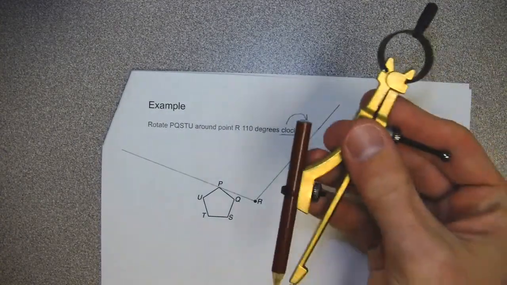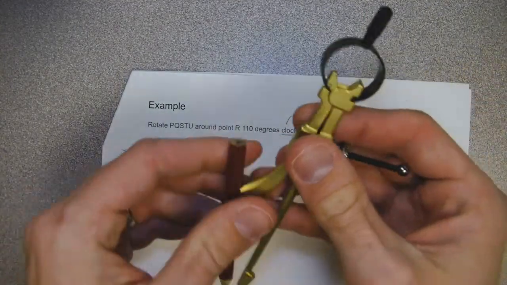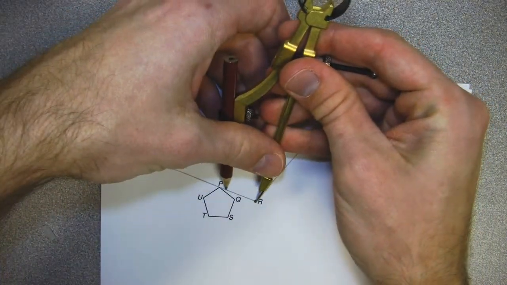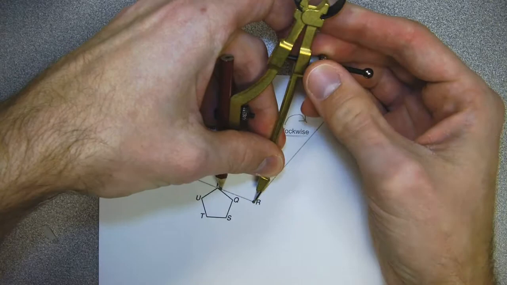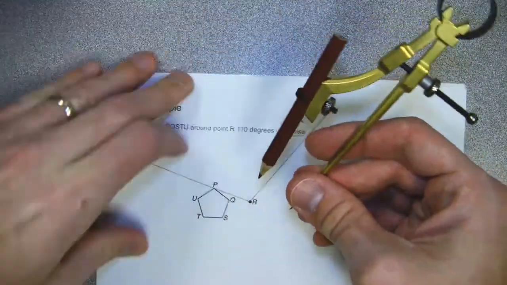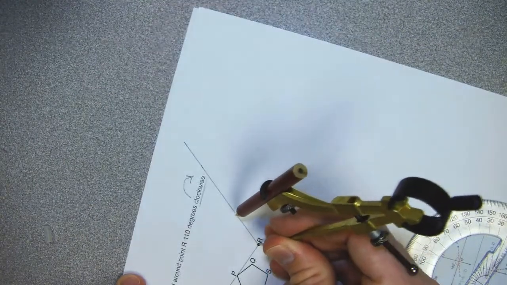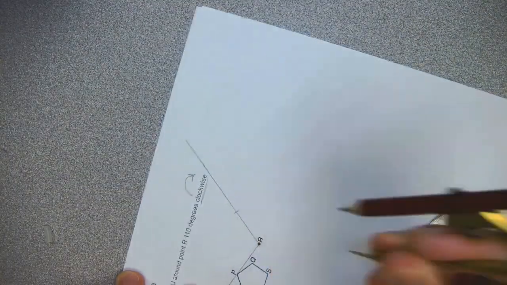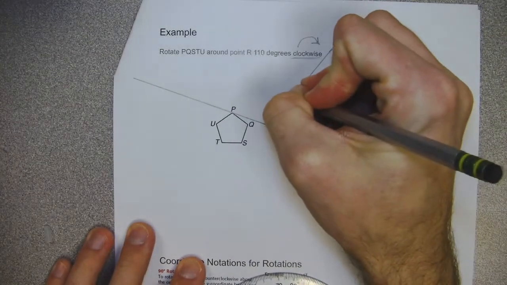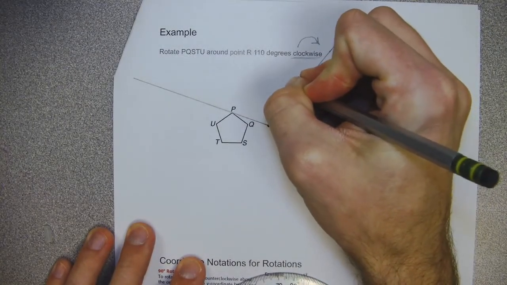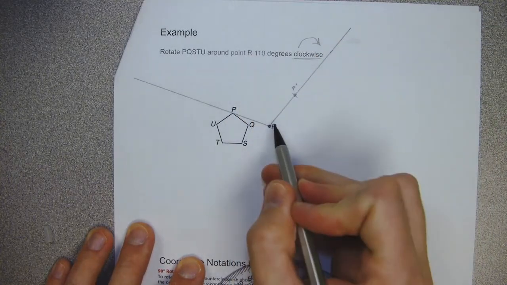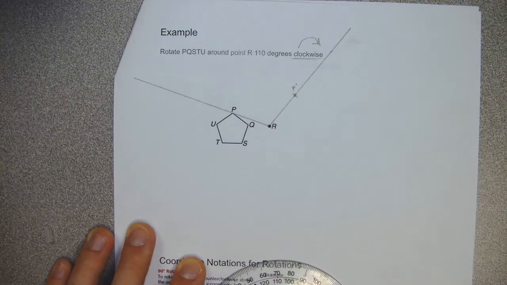This is where our compass comes in, so that you're not having to do so much measurement. What we'll do is take the metal point of our compass and put it on the point of rotation. We'll come over here to point P, get that distance, come over, and then simply make an intersection. And that's where P prime will be located. So I'm going to make that dot a little bit bigger, and we'll name it P prime. So that's P rotated 110 degrees around point R clockwise.